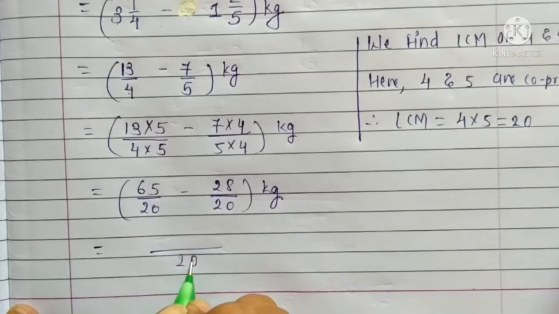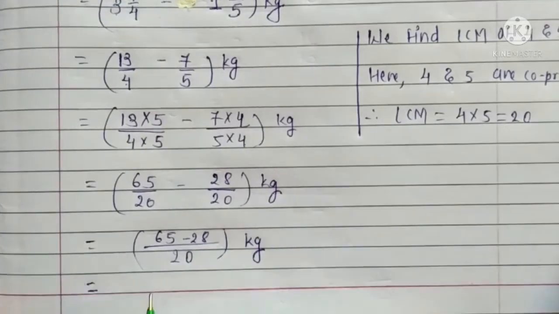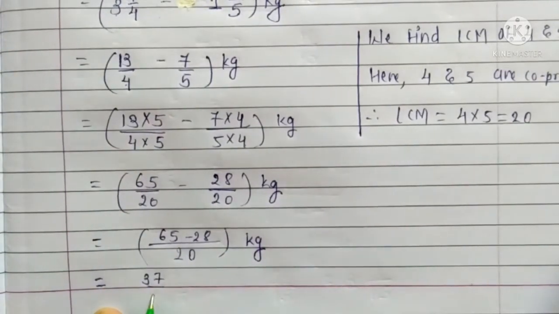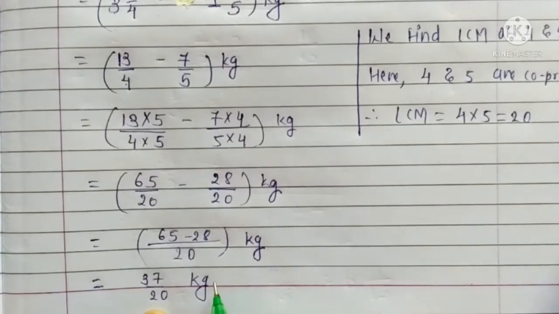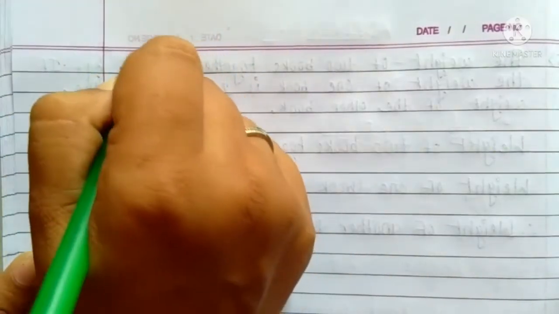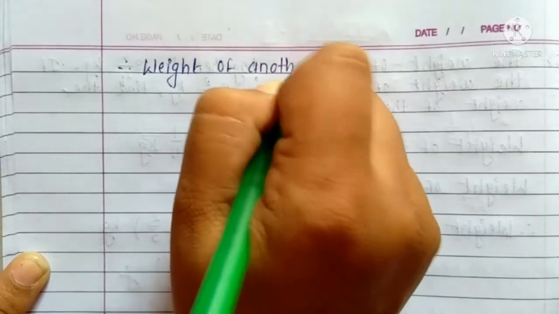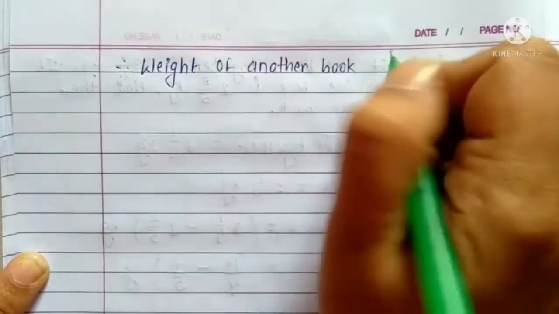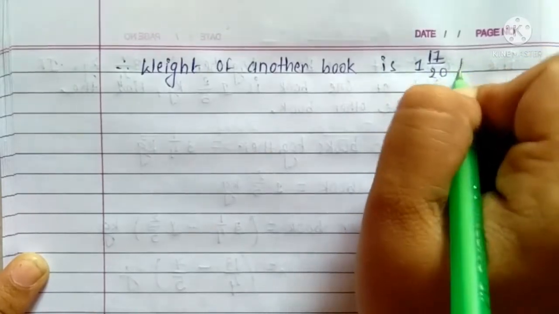As denominators are equal, we subtract numerator. And we get fraction 37 upon 20 kg. This is an improper fraction, so we convert it into mixed fraction, and mixed fraction of this improper fraction is 1 complete 17 upon 20. Therefore, weight of another book is 1 complete 17 upon 20 kg.